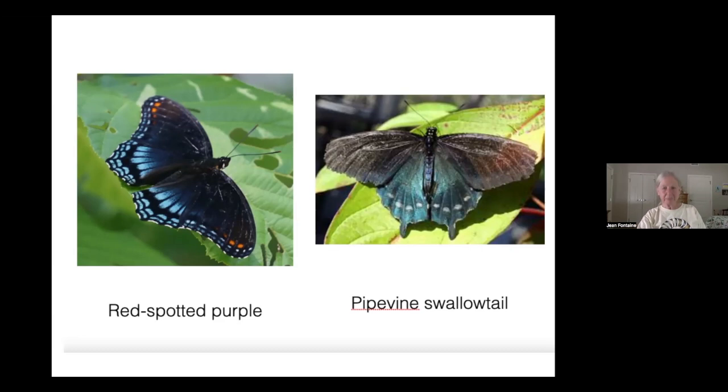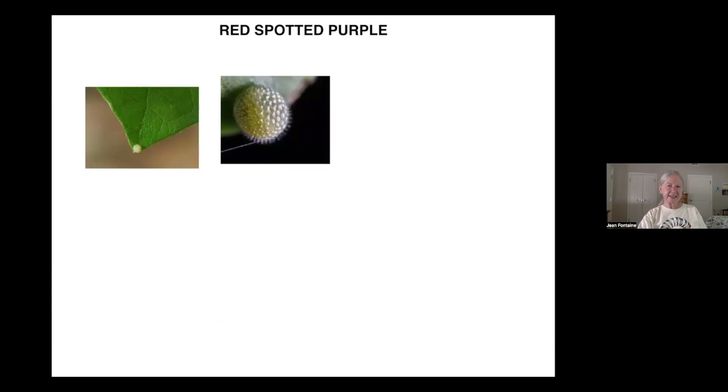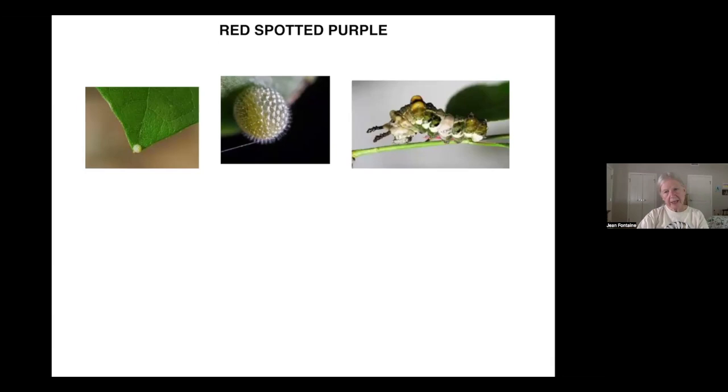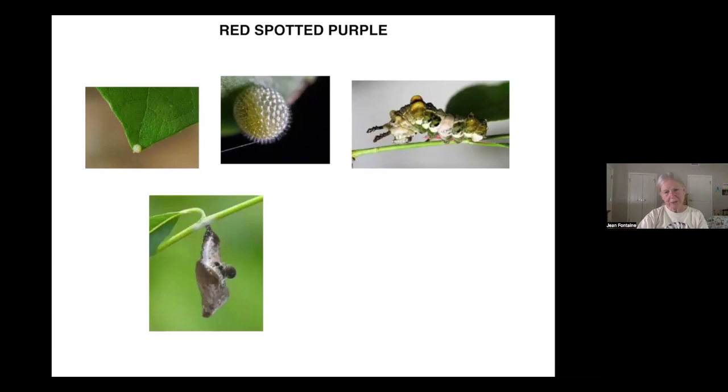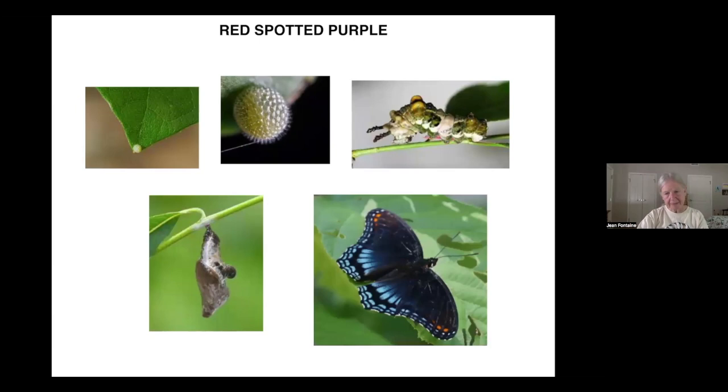And this egg is fascinating. It's hexagons, and then it has spikes on each end of each of the small ones. As always, they lay the eggs at the tip end of a leaf. And again, this looks like bird droppings, so birds stay away from it, as is the pupa or chrysalis. And it's a gorgeous, gorgeous butterfly.